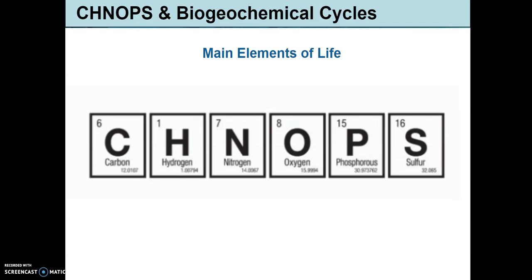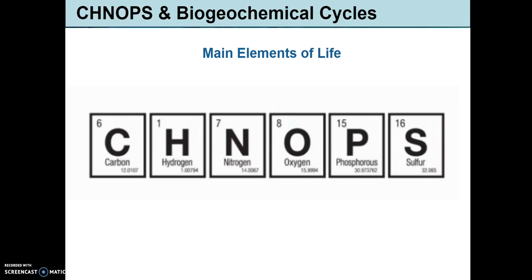Okay, we're going to look at the main elements of life and biogeochemical cycles. So when you looked at carbs, lipids, proteins, and nucleic acids, we saw from the Amoeba Sisters the CHO, CHON, CHOMP, and the main elements of the four macros. But now we're going to expand this a little bit and look at the six main elements that you're going to find most commonly in organisms. So carbon, hydrogen, nitrogen, oxygen, phosphorus, and sulfur.